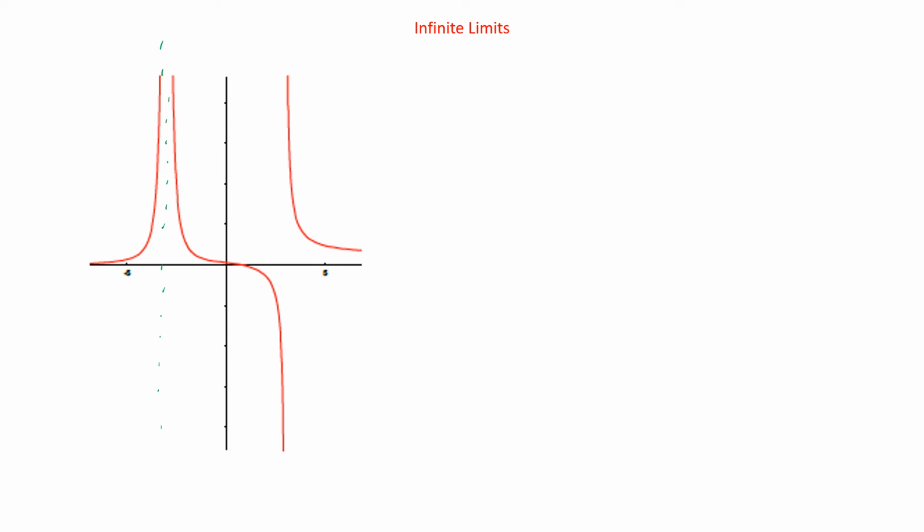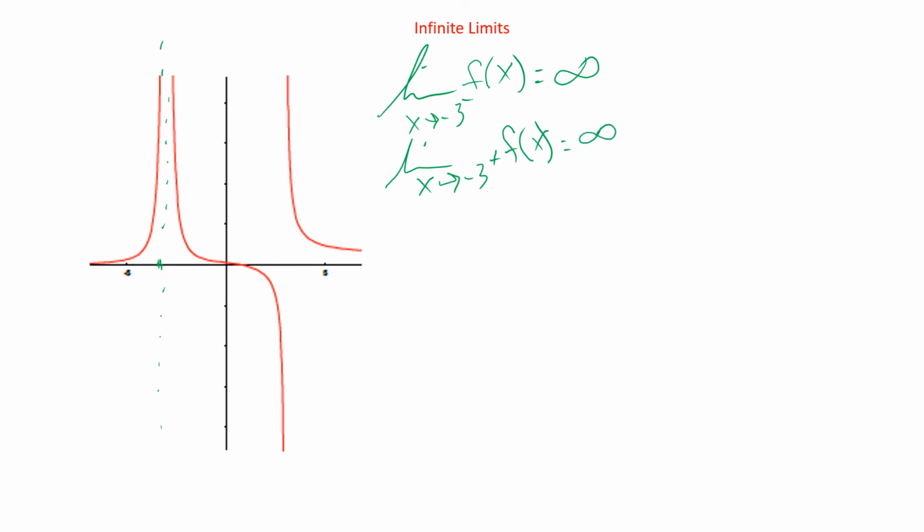So if we're looking here, this would be at, say, -3. The limit as x goes to -3 from the left of f of x equals infinity, and the limit as x goes to -3 from the right of f of x also equals infinity. Sometimes I've seen them written as just the limit as x goes to -3 equals infinity. That's not particularly good. I would keep them split up as the separate limits.